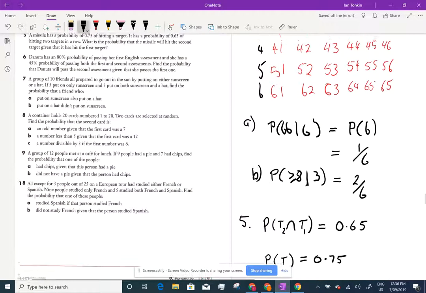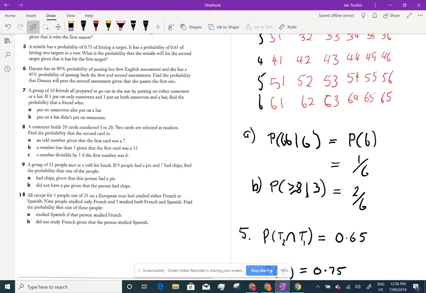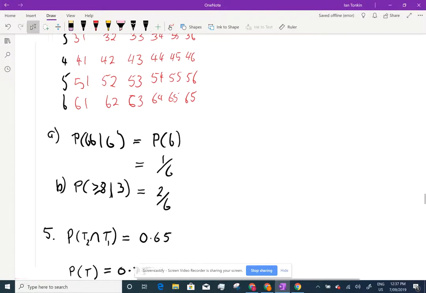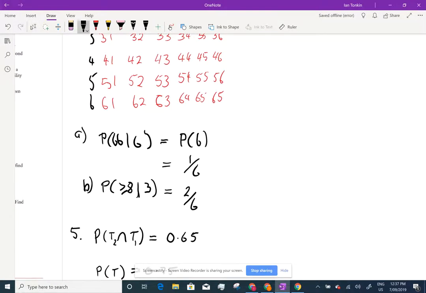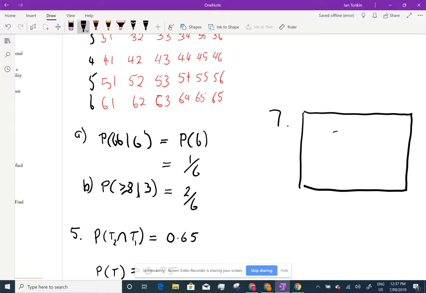Let's do another nice easy one. Let's do 6. Oh no, let's do 7 because we can do that with the Venn diagram. All right, so we'll do 7 with the Venn diagram. So here's 7. I'm going to draw a Venn diagram. And I'm pretty sure I did this one in class, but we'll have a look anyway.